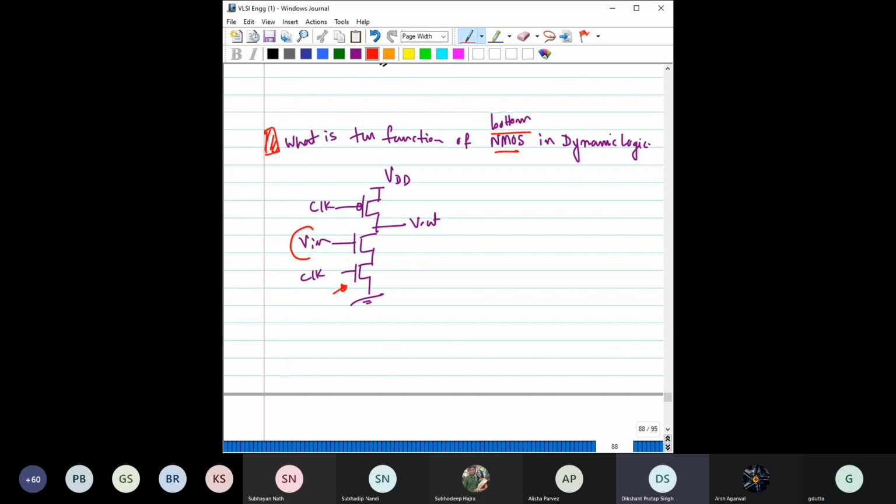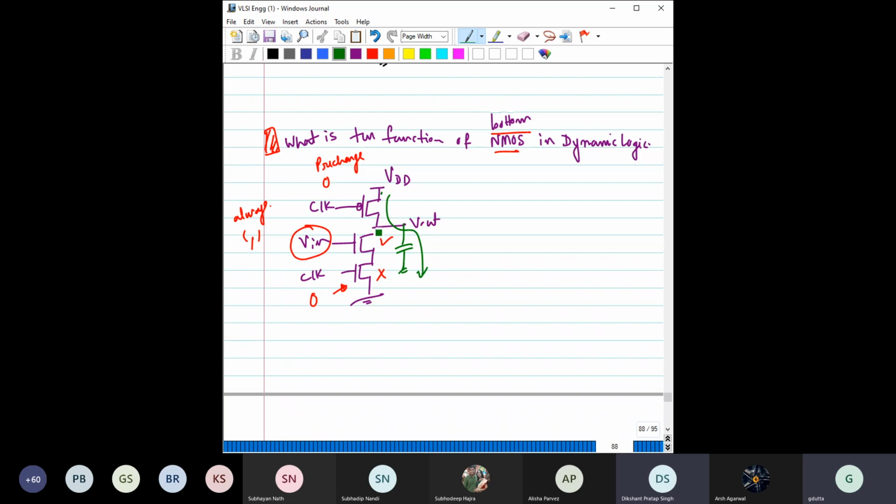Say this Vin is from the beginning itself 1, always 1. Right? Now what will happen during pre-charge? During pre-charge, clock is 0. This transistor is off, but this transistor is on because it is always on. And we have a path from here which can charge this capacitor, right? As this transistor is off, there is no path from VDD to 0, right?